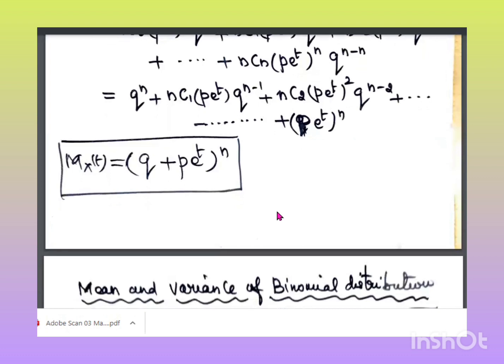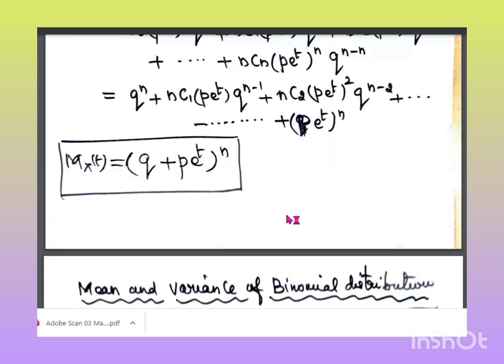So there are two ways to find the mean and variance of the binomial distribution. What are the two ways? One is you have to differentiate the moment generating function with respect to t at t equal to 0. If you differentiate once, you will get the mean. Again, if you differentiate two times at t equal to 0, you will get E of x square. This is one of the ways to find mean and variance through the moment generating function.